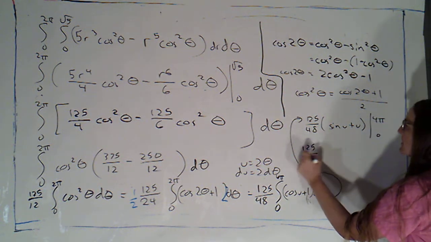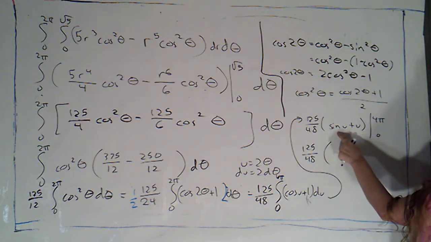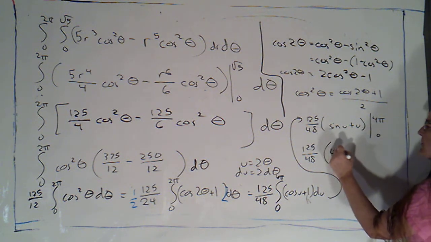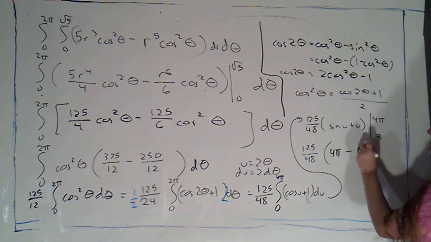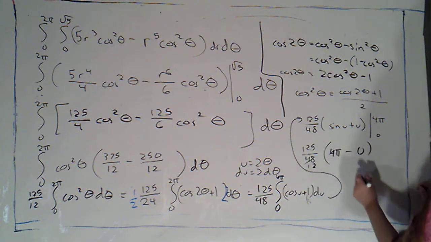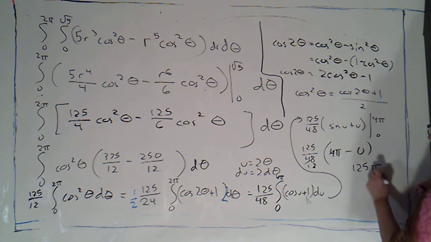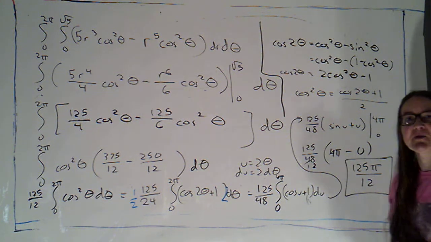So 125/48 times sine of 4 pi is 0, plus 4 pi is 4 pi, minus sine of 0 is 0, plus 0 is 0. And I can cancel a 4 with that 48, so I'm going to get 125 pi all over 12. That's the value of this particular integral.